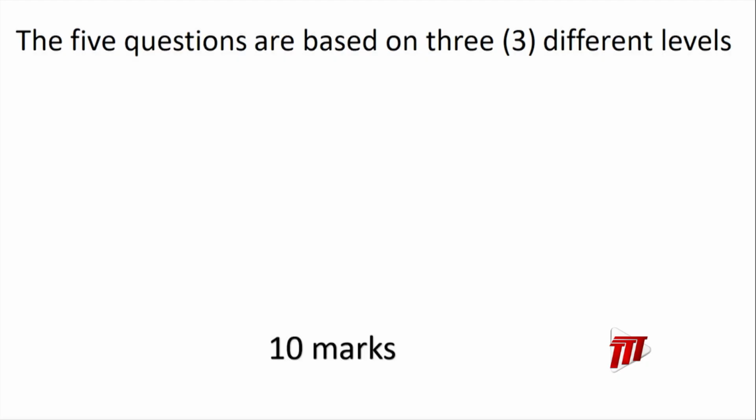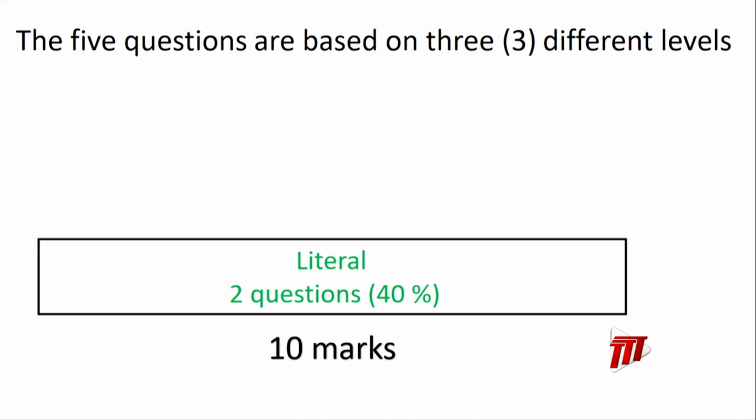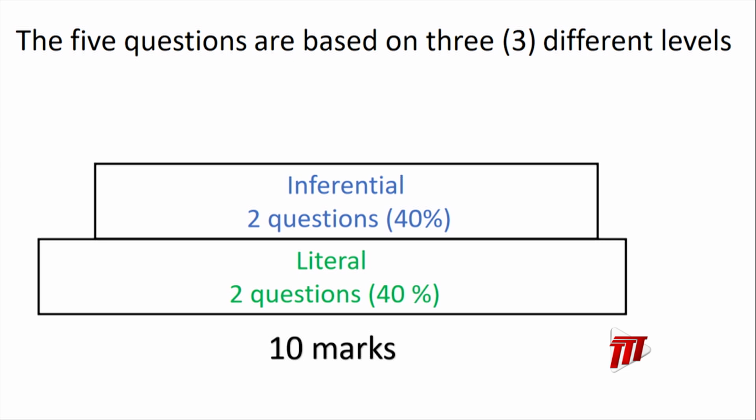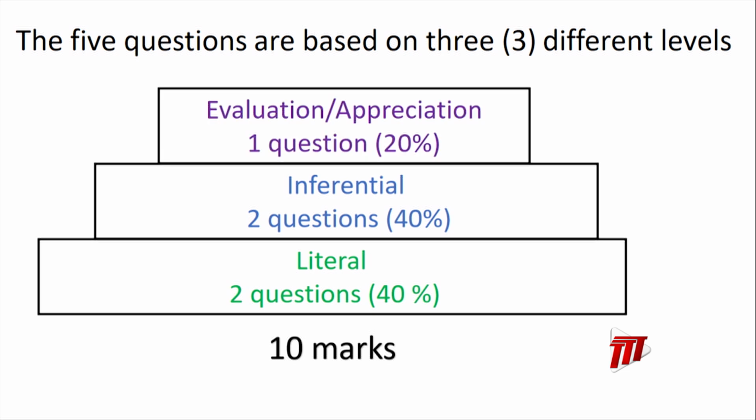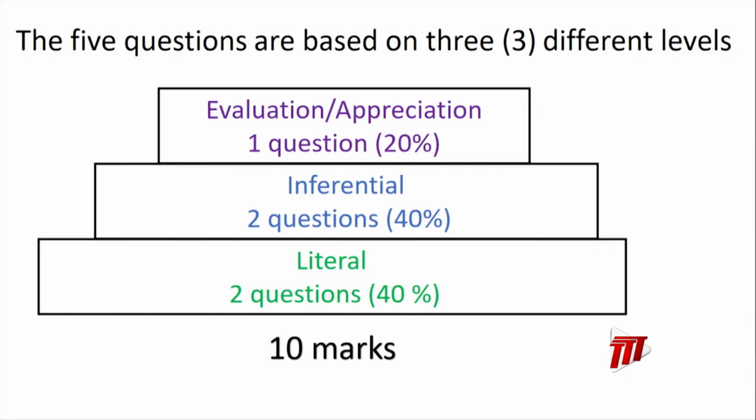Our 5 questions based on the graphic text are at 3 levels. These would be the literal, which would be 2 questions or 40%, inferential questions, 2 questions or 40% of the total mark in this section, and evaluation appreciation questions, which would be 1 question or a total of 20% of the marks in this section. Remember, for a graphic text, a total of 10 marks is allotted to this section. Let's have a look at what you would be required to do when answering each of these different types of questions.